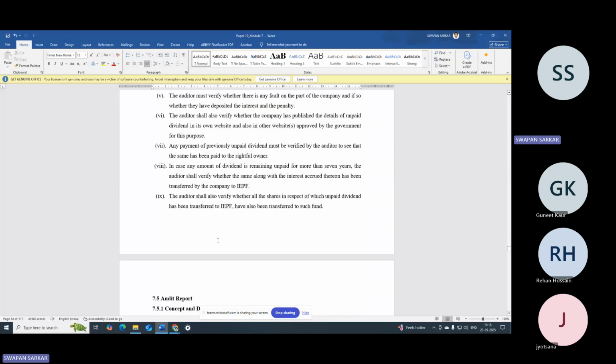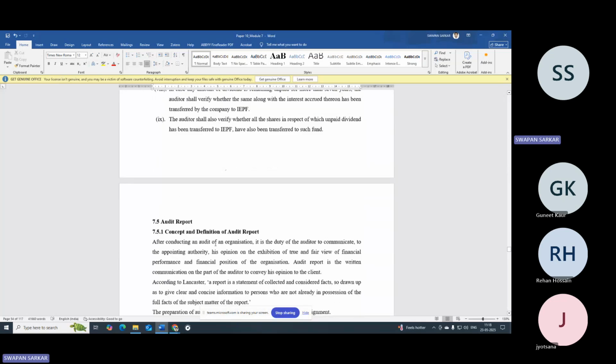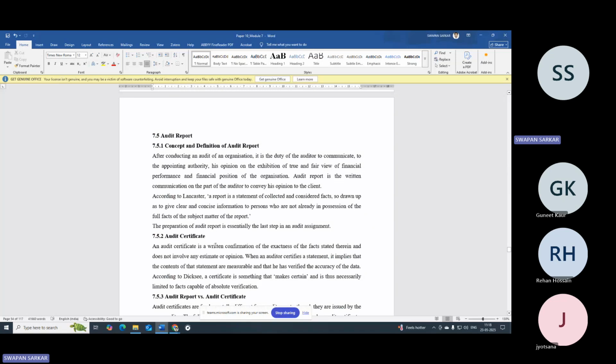Now let us start our discussion on another important point in our module 7 syllabus, which is the audit report. Concept and definition of audit report: after conducting an audit of an organization, it is the duty of the auditor to communicate to the appropriate authority, meaning mainly the appointing authority, his opinion on the exhibition of the true and fair view of the financial performance and financial position of the organization.